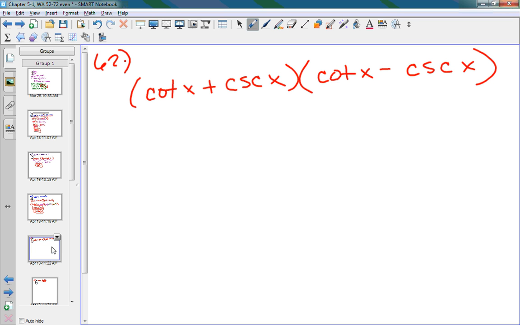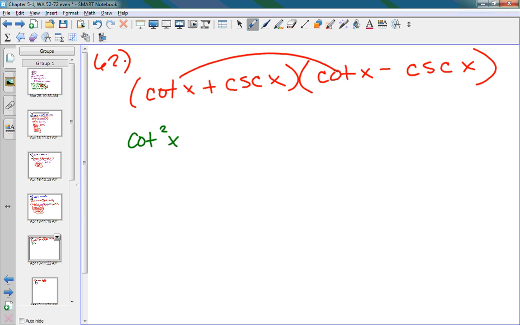Okay, 62. This is a homework problem. In 62, it says, perform the multiplication and use the fundamental identities to simplify. Now, what do we do? It says to perform the multiplication, which means you have a FOIL here. So cotangent of x times cotangent of x is cotangent squared x.